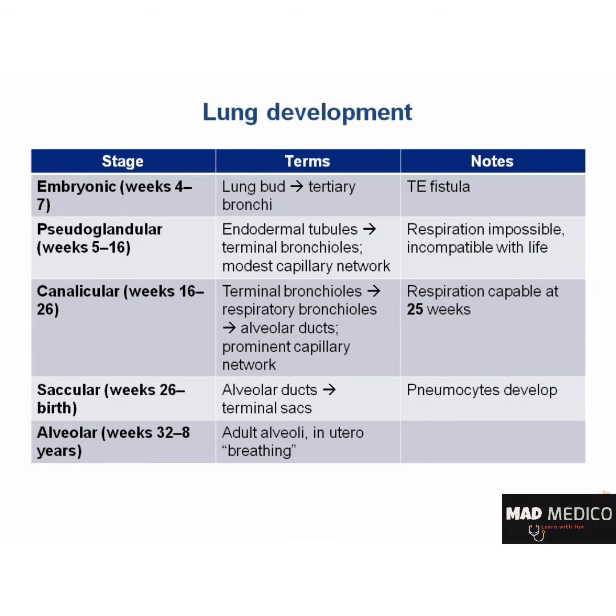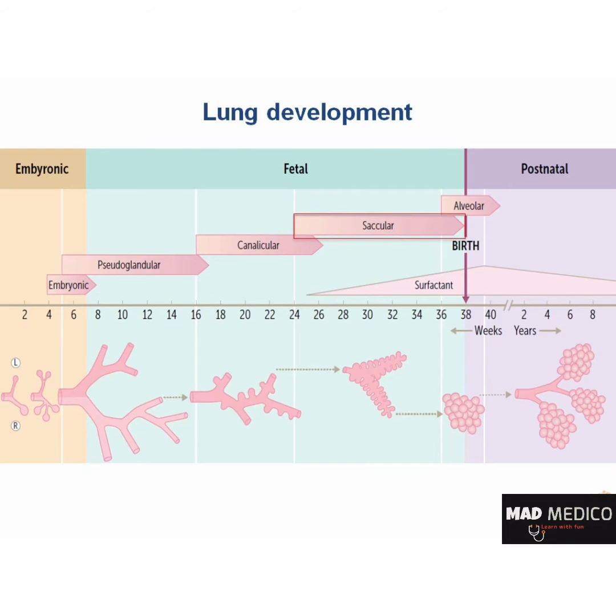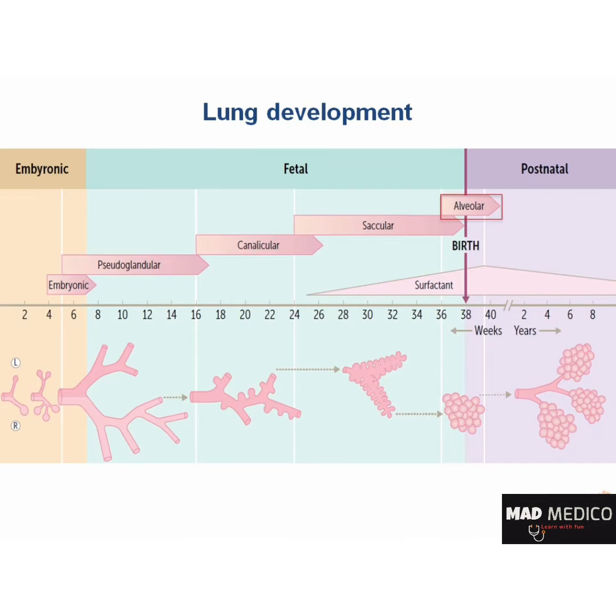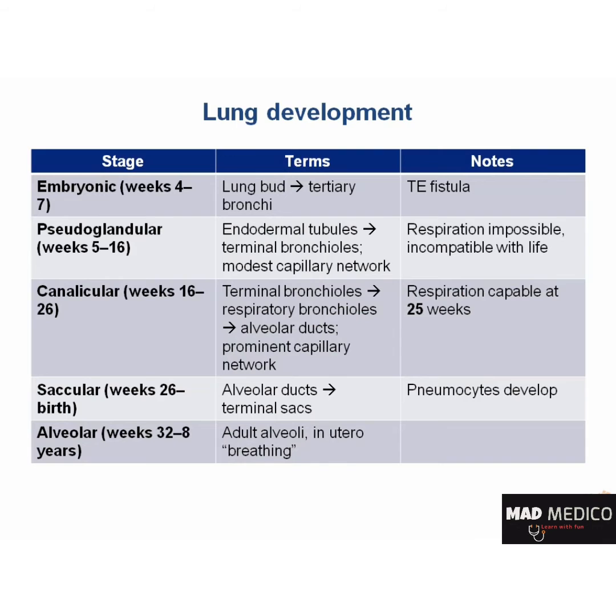The saccular phase will occur from weeks 26 to birth, when the alveolar ducts are developing into the terminal sacs. This is also when the pneumocytes of the lung will develop. And finally, we have the alveolar phase, occurring from weeks 32 to about 8 years of age. Here, the terminal sacs will develop into adult alveoli.